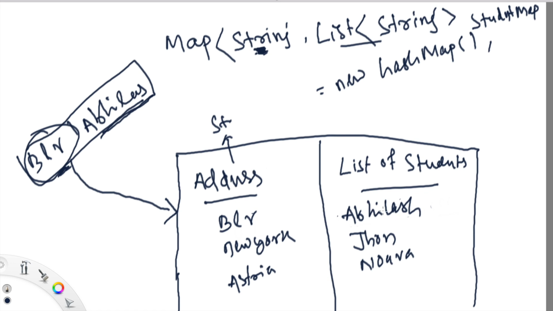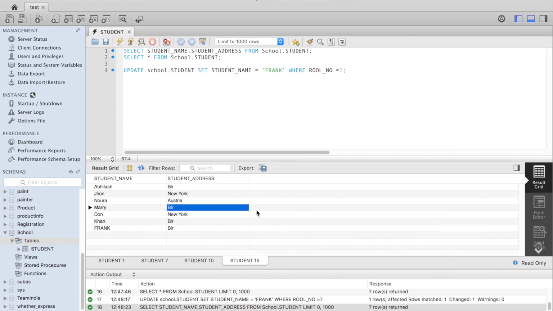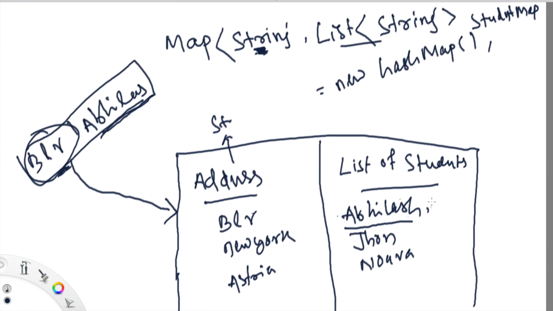Right now for this BLR, a list is already present where only one object is there, whose name is Abhilash. Now I will add one more object to this particular list. Again I will add another string object, and that string object name is Mary, right? So I'll do comma Mary.